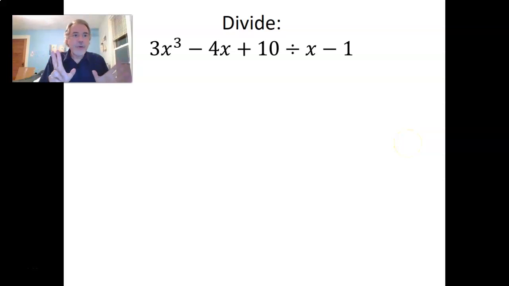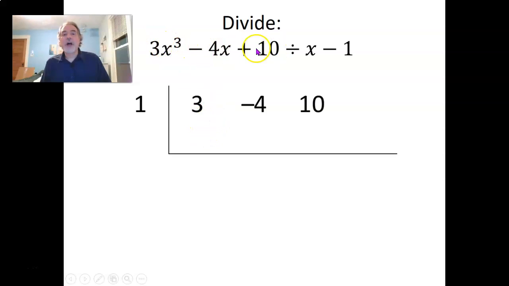Here we go with another example of synthetic division, using it to divide one polynomial by another. Here we're going to be dividing 3x cubed minus 4x plus 10 by x minus 1. So to set things up, the number we put out in front is 1. Remember, when you're dividing by x minus some number, that positive number is what goes out in front. And then we put the coefficients of the big dividend polynomial, 3, -4, and 10.